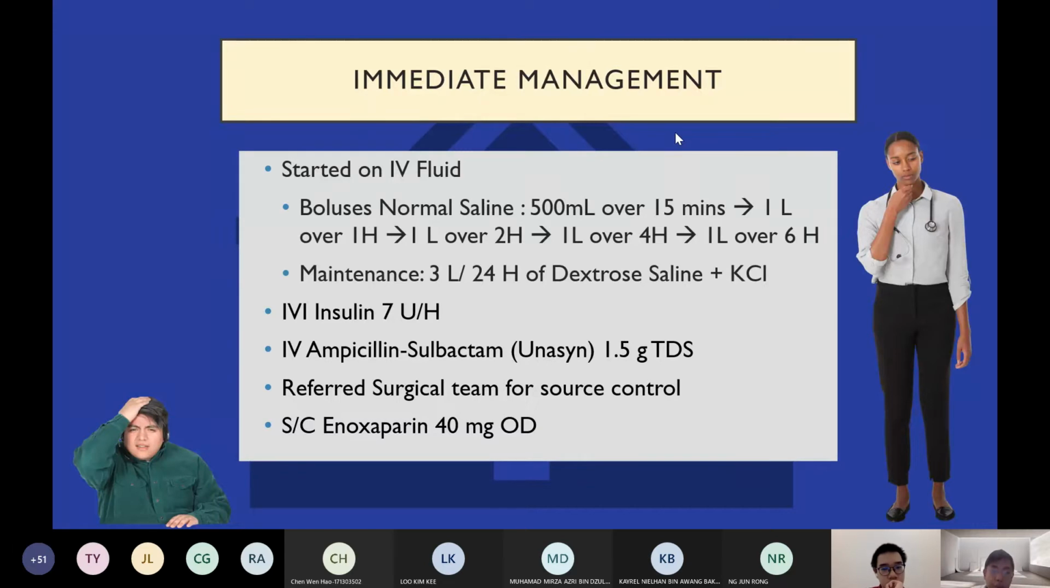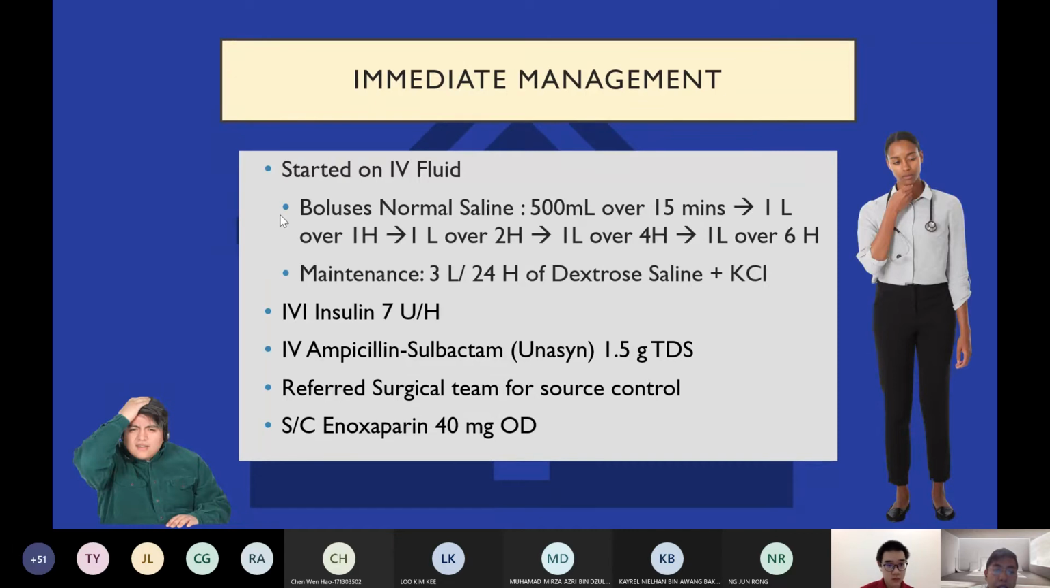So for your immediate management of the patient, you started the patient on IV fluid, with boluses of normal saline running at 500 mils over 50 minutes, and then you give him 1 liter of normal saline over 1 hour, then 1 liter over 2 hours, over 4 hours, and 6 hours. Remember that patients with DKA have an absolute fluid deficit of around 6 to 9 liters, and HHS patients may have a higher fluid deficit, going up to 9 to 12 liters. Therefore, you need to replace a lot of fluid in these patients.